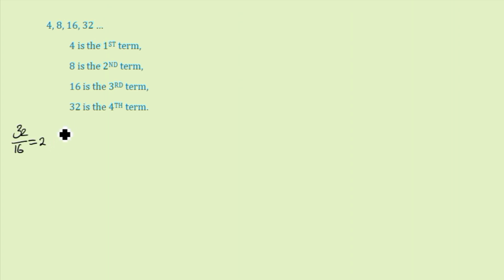Again, let's divide the third term by the second term, that is 16 divided by 8. And you also get another 2. Also, dividing the second term by the first term, you also get 2. You realize that a common ratio exists in this sequence. When a sequence has constant ratio between successive members of the sequence, it is called a geometric progression.